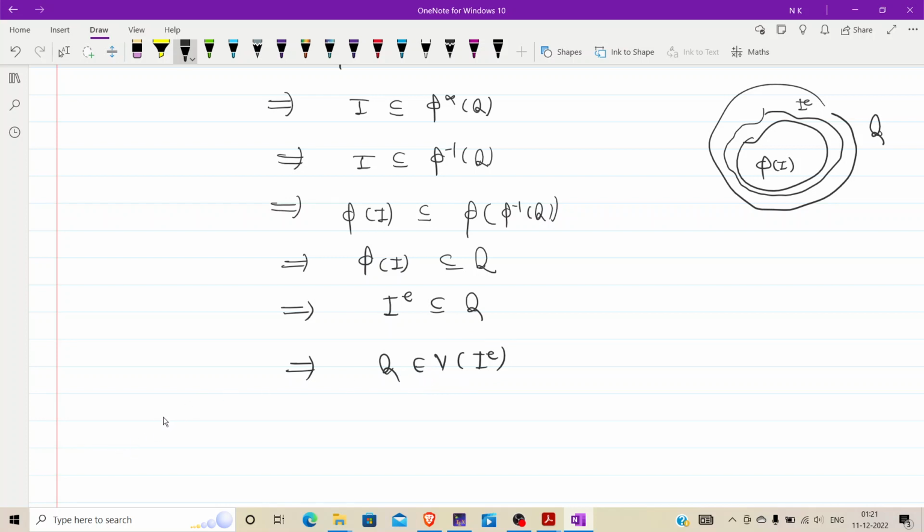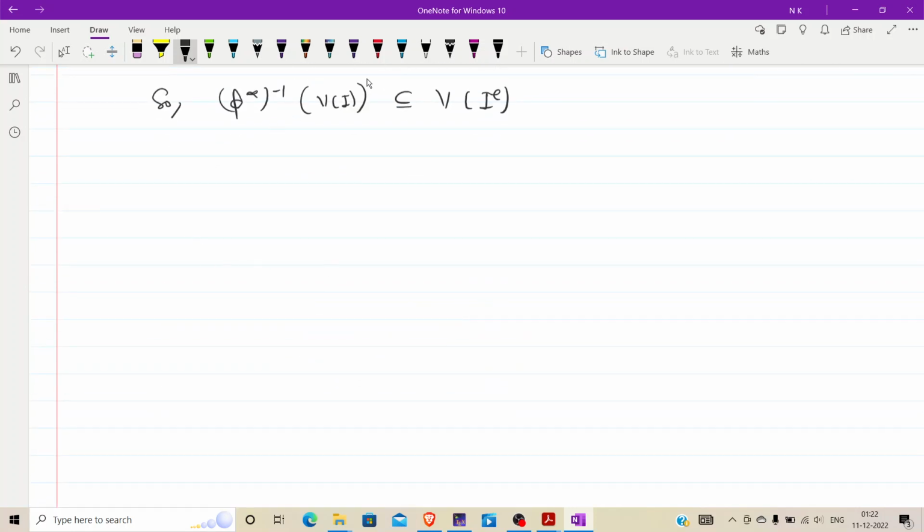So we can write that φ* inverse of V(I) is contained in V(I extension). Now conversely, let's assume some element from V(I extension). Conversely, let q' belong to V(I extension), right? So by definition of V(I extension), this implies I extension is contained in q', right?